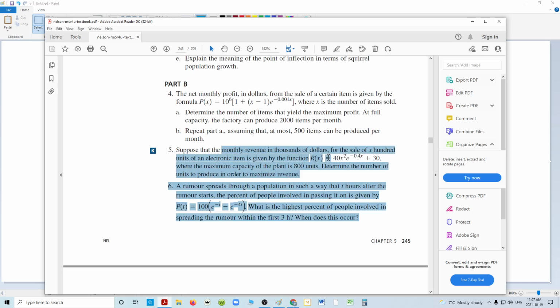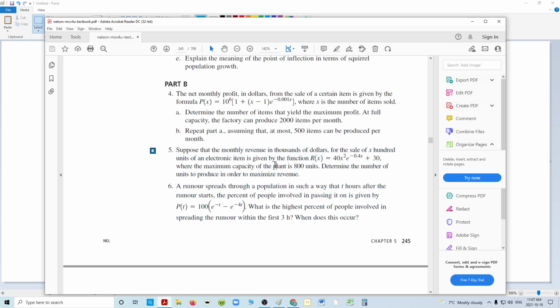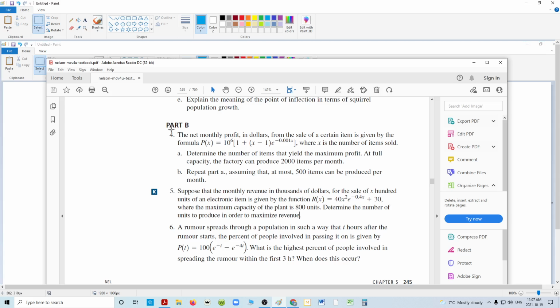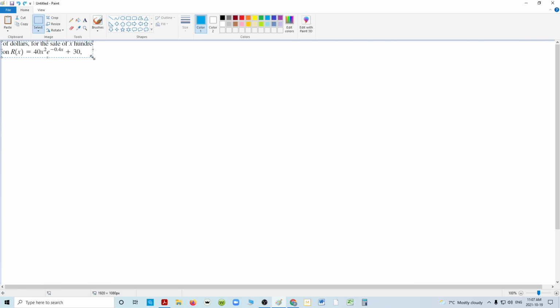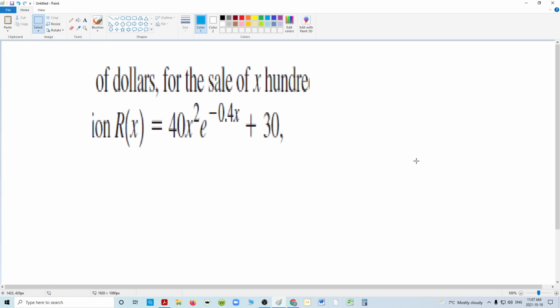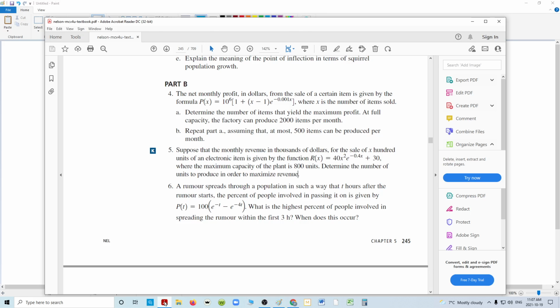Okay, suppose the monthly revenue is dictated by this, where the maximum capacity is 800 units. Determine the number of units to produce in order to maximize revenue. So again, it's taking the derivative and setting to 0. And this time, you're going to discover there might be two possible answers because this time we're dealing with an x squared. I think they said the maximum is 800 units.